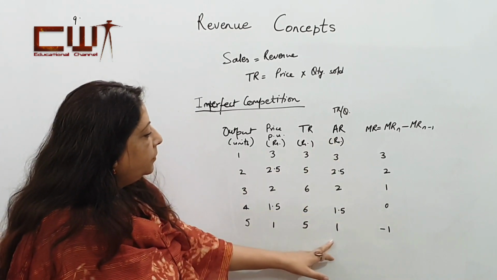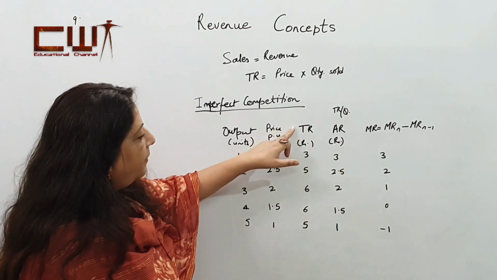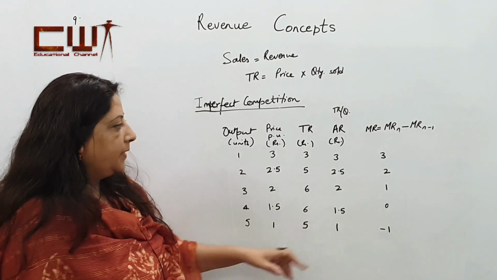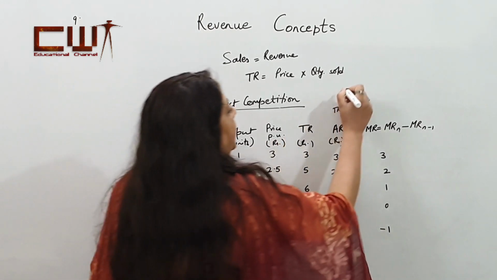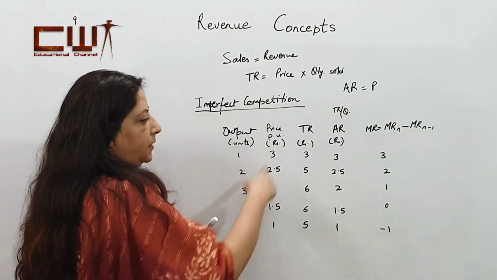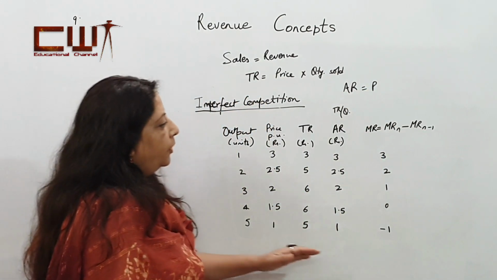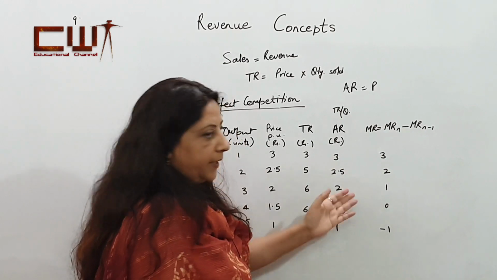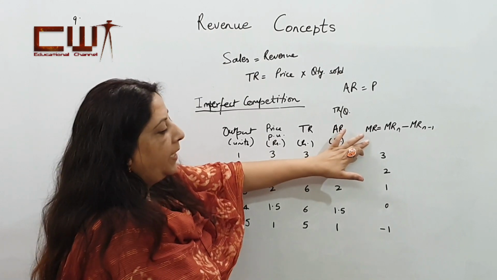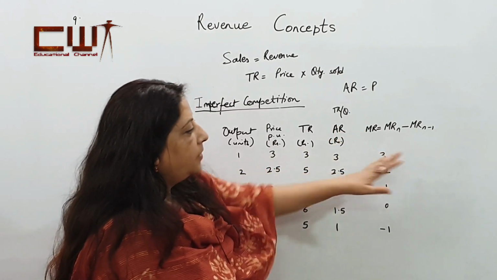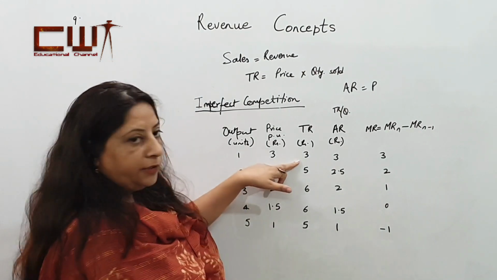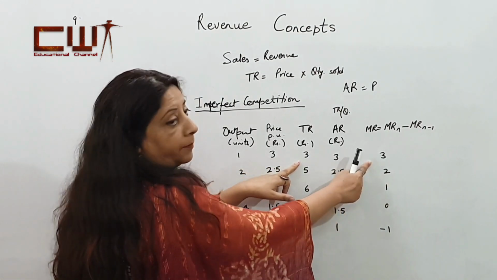And the average revenue is the total revenue divided by the quantity, which again is the same as the price. So we can say AR is equal to the price. AR is the same as the price. Now what we observe here is, let us now calculate the marginal revenue. Marginal revenue is total revenue at n number of units minus the total revenue at n minus 1 number of units. So total revenue at 1 unit remains 3, marginal revenue remains 3.